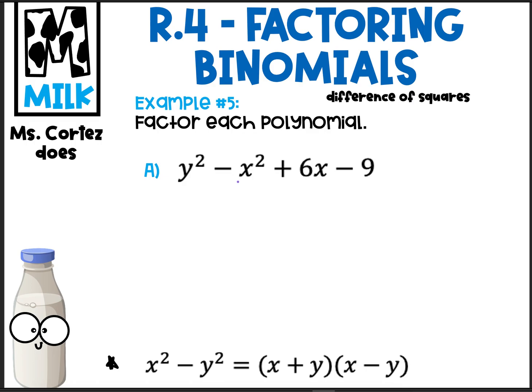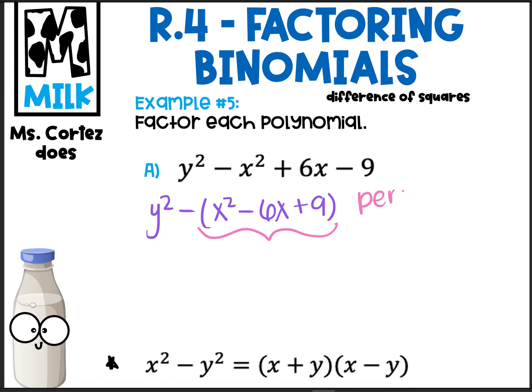I can factor out a negative from these values, and then I will have y squared minus x squared minus 6x plus 9. And now it's easy to see that I can factor this trinomial portion using the perfect square trinomial from the previous examples.